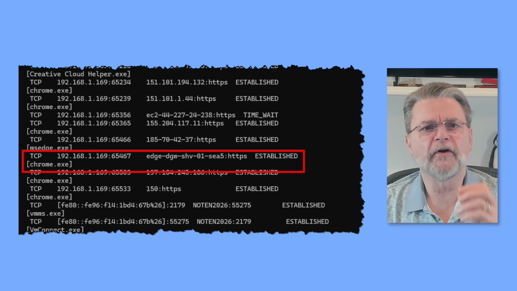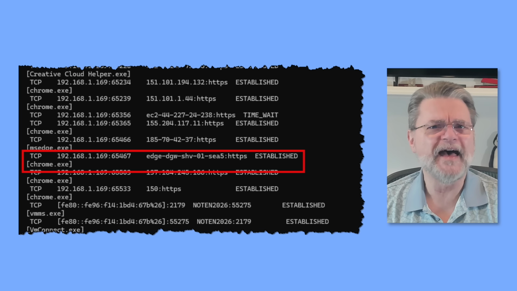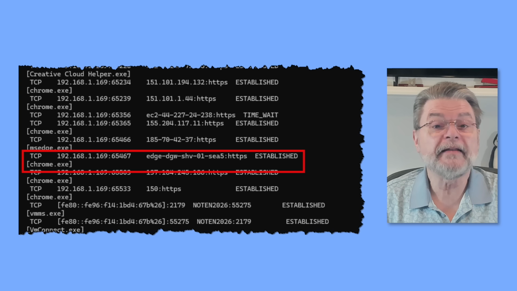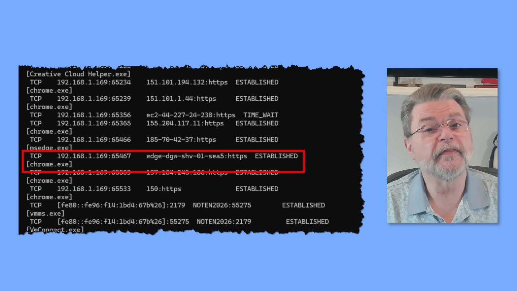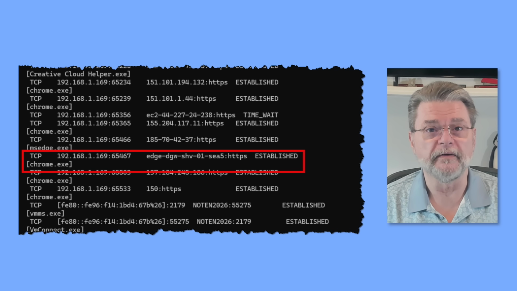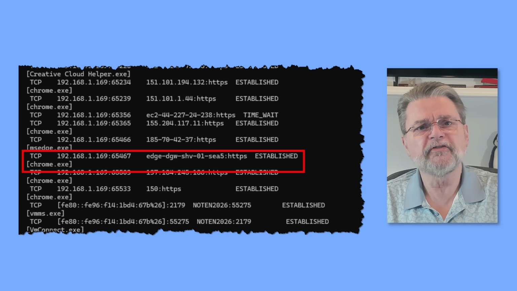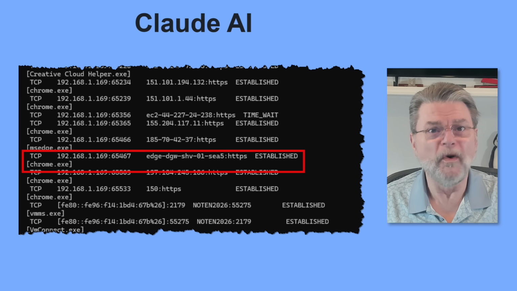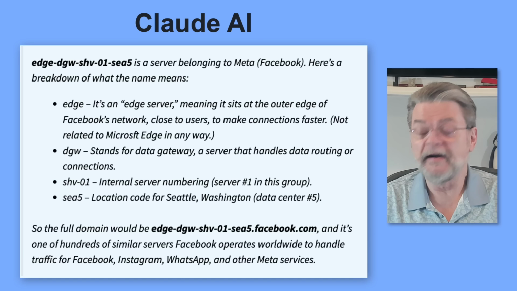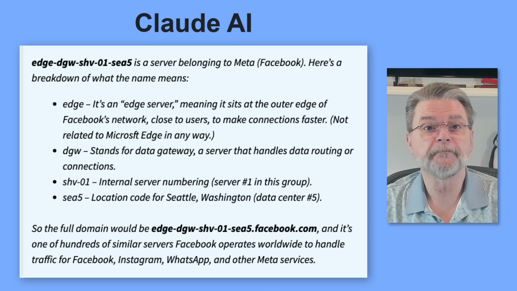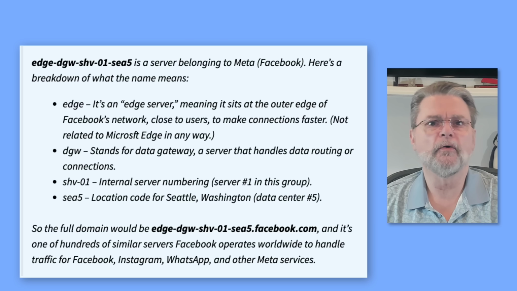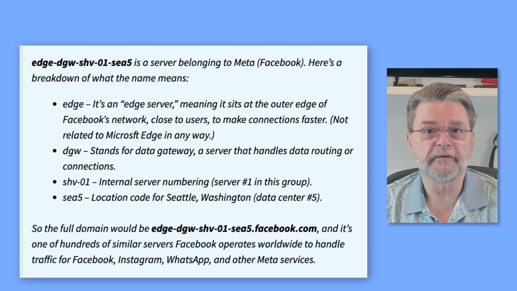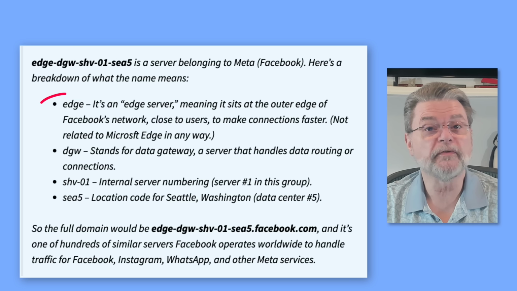It's a connection to something called edge-dgw-shv-01-SEA5. Those are really, really common domain names for the kind of connections you might find here in Netstat. I asked Claude AI to tell me, what the heck is this? And it actually gives me a great breakdown. Edge DGW SHV 01 SEA5 is a server belonging to Meta, Facebook. Here's a breakdown of what that name actually means.